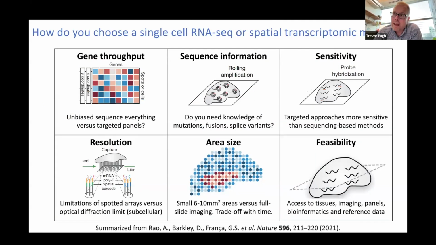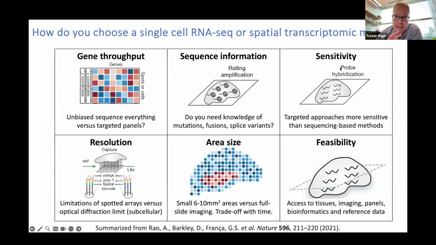That being said, when I'm asked what technology should I use, I'll often pull up a table like this. And these are the parameters that we think through when trying to choose a technology for a single cell experiment. How many genes do you need? Do you want to sequence every single gene, or do you already know what you're after? And you can actually use a panel that's cheaper and more sensitive. Do you need de novo sequence information? Are you interested in somatic mutations, fusions, splice variants? This sets you down a different set of technologies than if you just cared purely about gene expression level, where a probe-based method might be better.